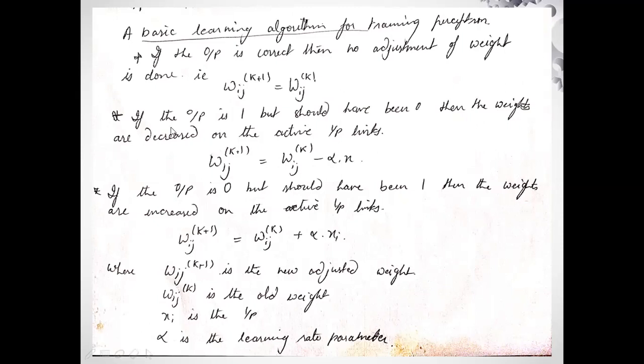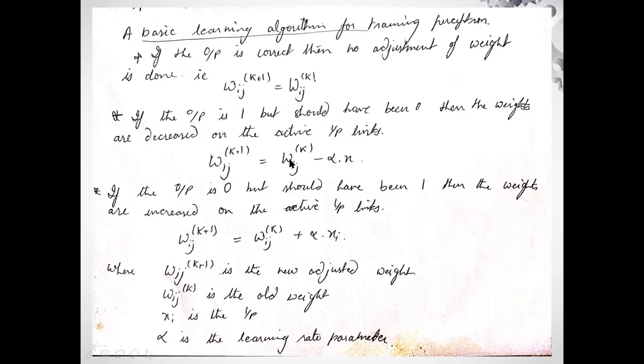Now, second condition: if the actual output is 1, but it should have been 0, then the weights are decreased on the active input links. That means if I compute the output and I get the result as 1, but it was expected to be 0, then I have to decrease the weight which was used earlier. So I'm going to decrease the weights on the active input link. So this is the new weight, wij^(k+1). How am I going to calculate the new weight?